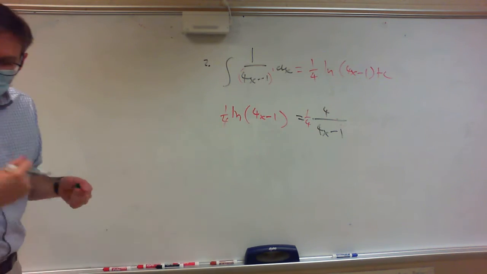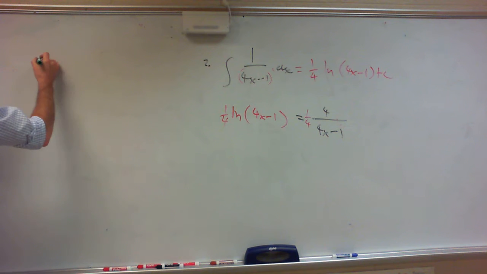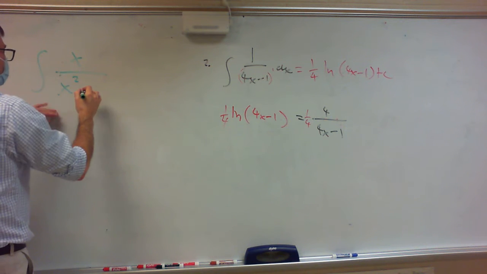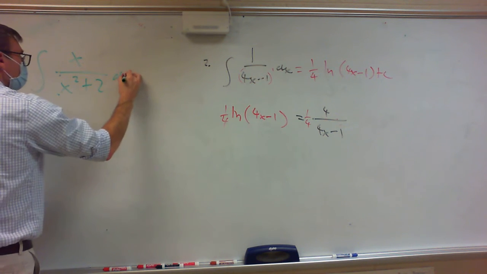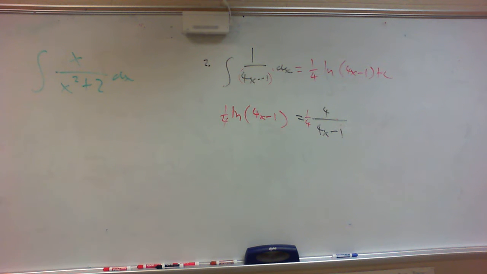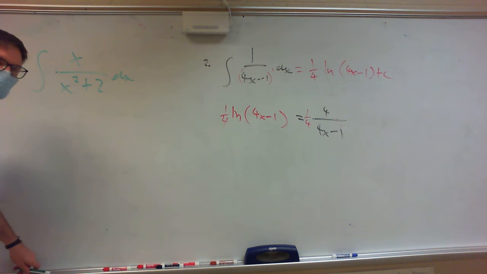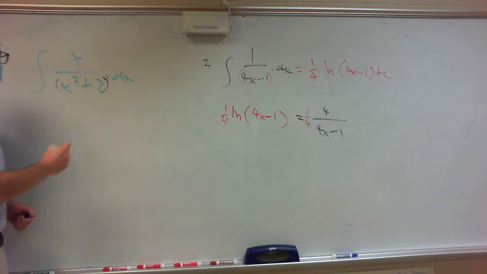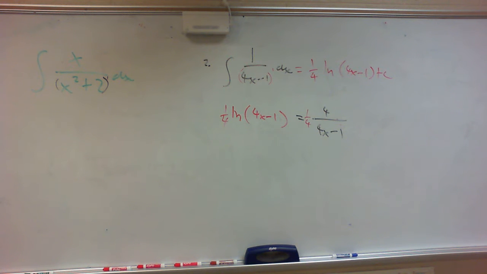What about the integral of x over x squared plus 2 dx? Notice when I look at this, I think of the bottom as to the first power. If I don't see an exponent on the bottom, I think of it as to the first power. And if I think of that as to the first power, what would be a reasonable guess for this?